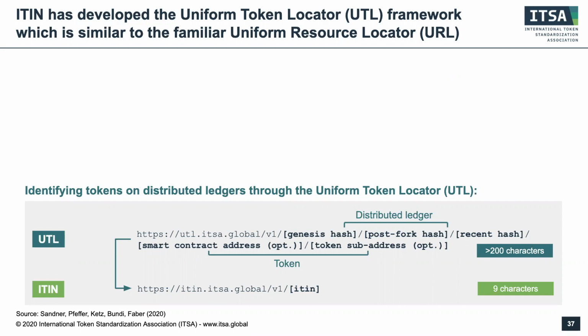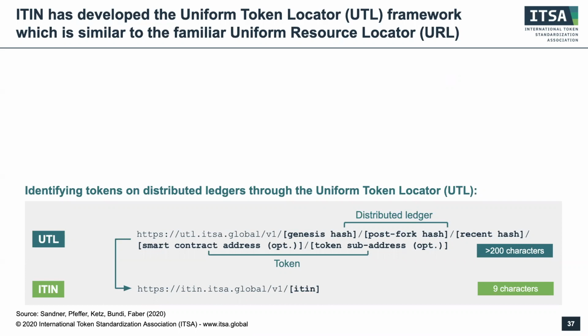You see it here, that the UTL consists of the genesis hash of a distributed ledger, the post-fork hash after a fork occurred, then also the recent hash, and potentially, if needed, a smart contract address and also the token sub-address in case we have non-fungible tokens. This is then mapped, if needed, towards an ITIN, just having 9 characters. The UTL is clearly identifying tokens uniquely, but it's very long. It has more than 200 characters, and the ITIN just has 9 characters.